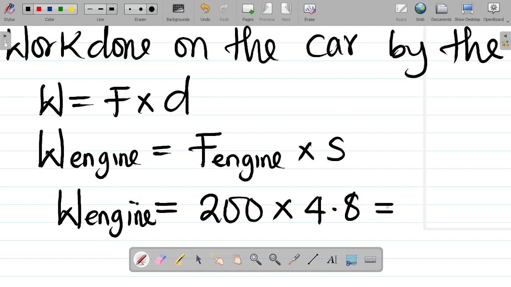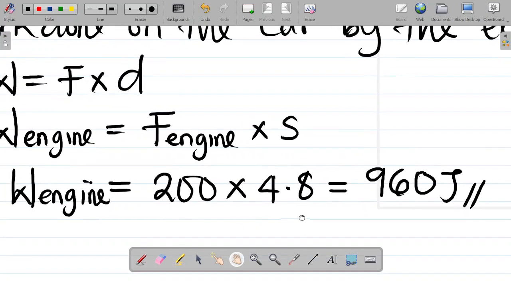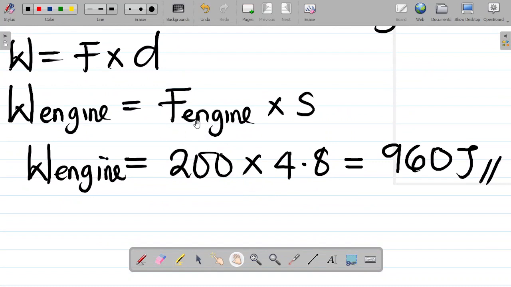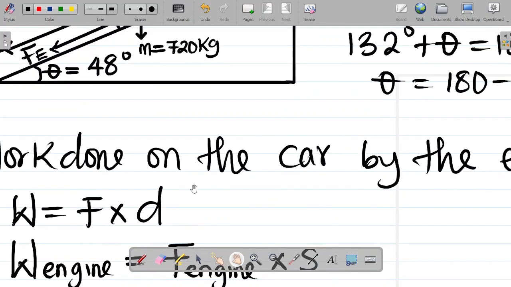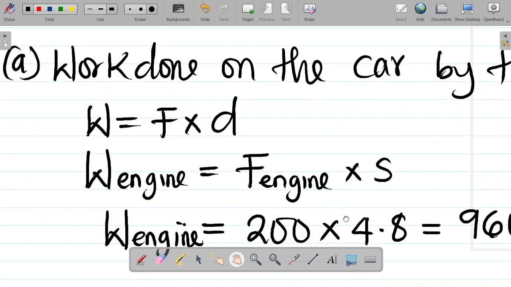All right, that's equal to, so I'll take my calculator, I'll punch 200 times 4.8, and that gives you about 960. Okay, so this is equal to 960 joules. This is the answer to this question. So just focus on the engine force, because they said the work done on the car by the engine. So I'll just focus on just the engine, and that's it.